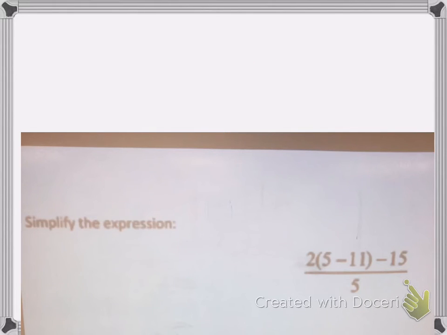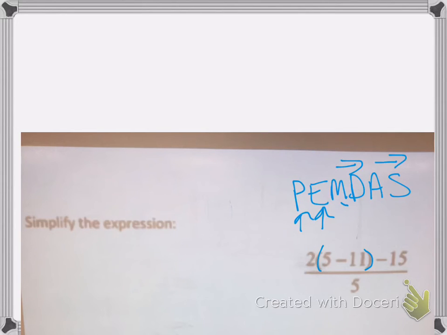Simplify the expression. In class, I told you to get rid of the parentheses, but know that if you have something inside parentheses, you need to follow PEMDAS. Okay? Parentheses, exponents, multiplication and division left to right, and addition and subtraction left to right. So whichever comes first, left to right.